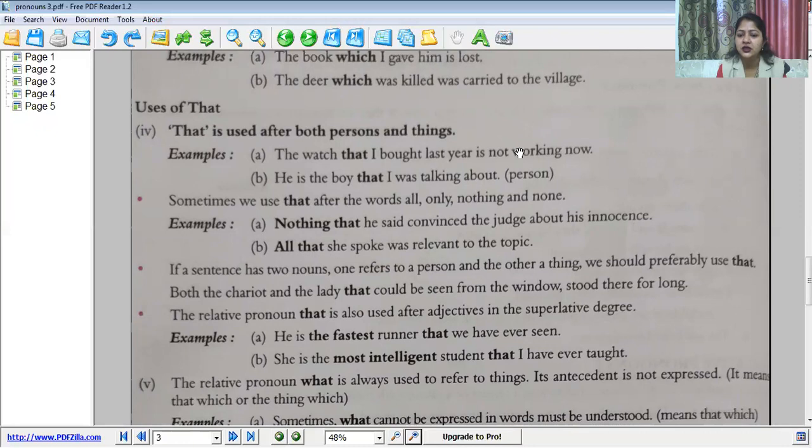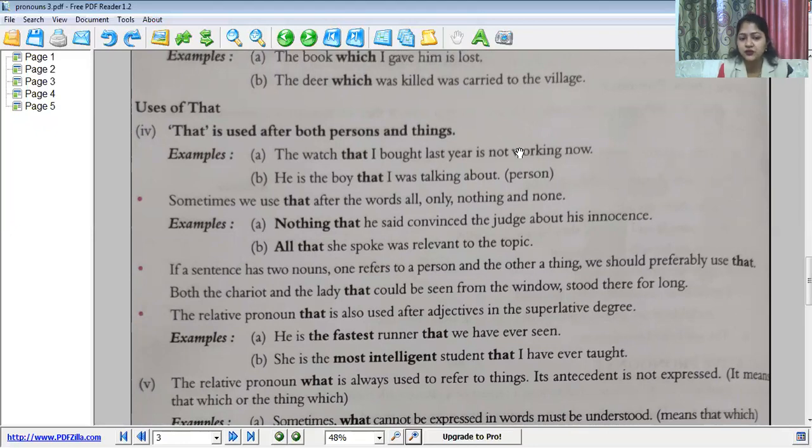A chariot is a thing and one is a person, and when you are using them together, if it has two nouns, here there is a chariot as one noun and lady as another noun, so you will preferably use that.